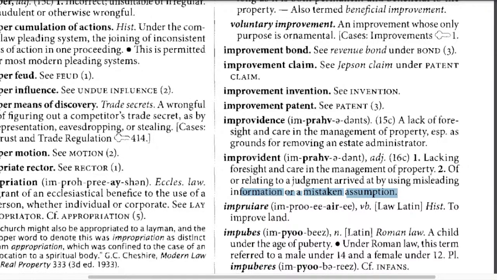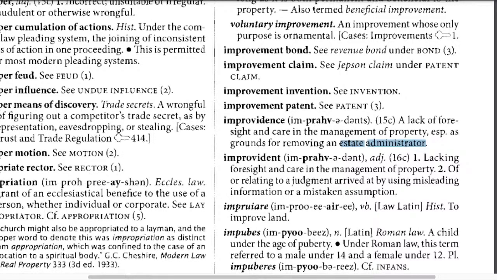So this word here, improvident, is really good because if someone arrives at a judgment by using misleading information or mistaken assumptions, that's improvidence. A lack of foresight and care in the management of property, especially as grounds for removing an estate administrator. Interesting, an estate administrator. And that goes to the 15th century, so improvident, 16th century in law.